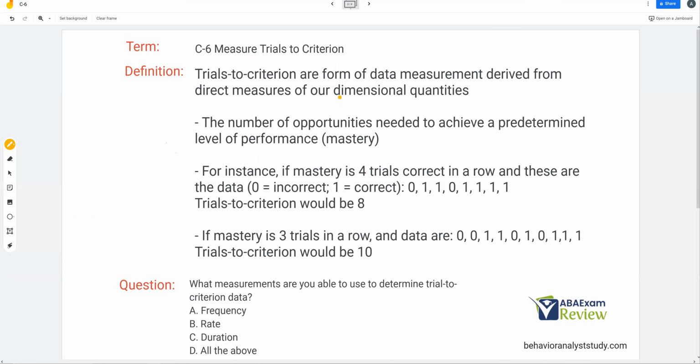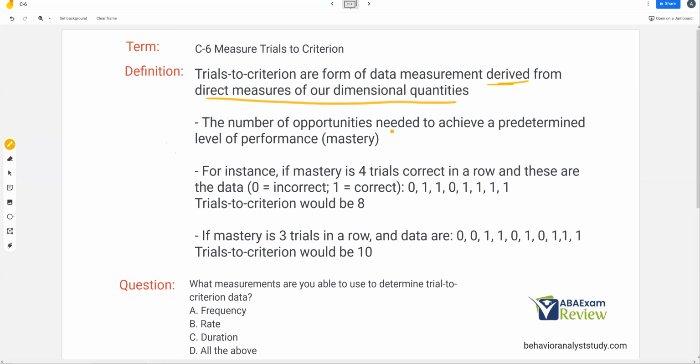All right, so measure trials to criterion. Trials to criterion are data measurement derived from direct measures of our dimensional quantities, meaning we have all our direct measures, things like frequency and rate and latency, where we're measuring behaviors directly, and then we can take those and find our trials to criterion. So it's a useful way of further interpreting some of the data that we collect.